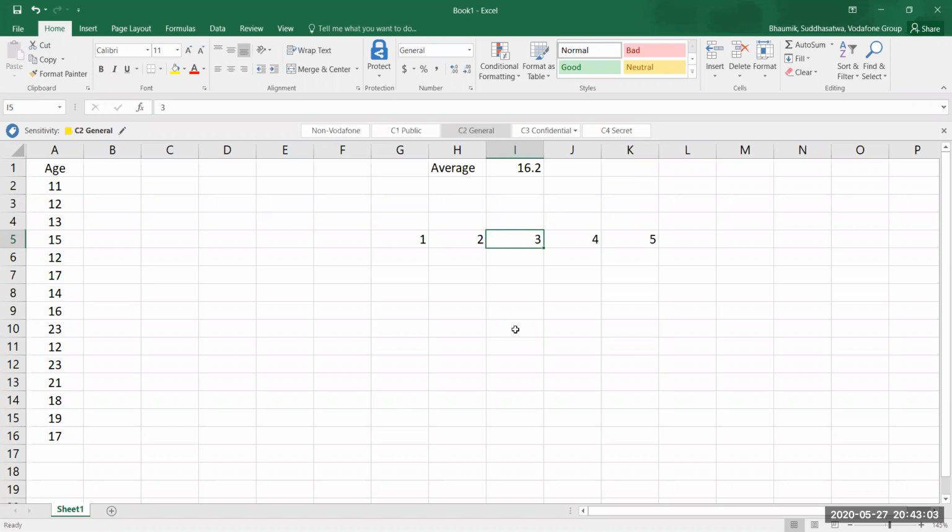I just have 5 numbers, 1, 2, 3, 4, 5. These are the 5 elements which are there in my set. And then I'm trying to calculate the mean. Obviously, the mean is going to be 3. Right? If I simply select all the numbers, there's a very easy trick in Excel.